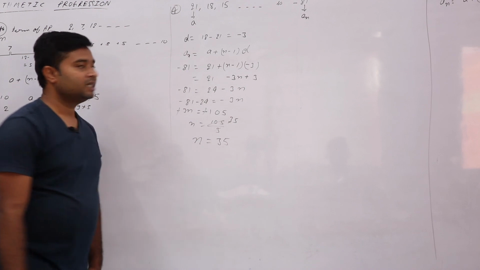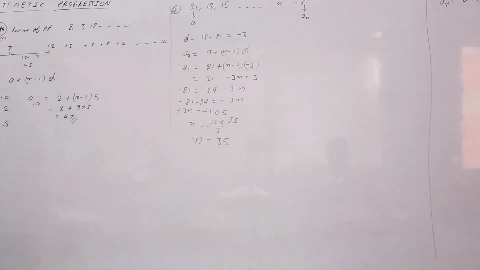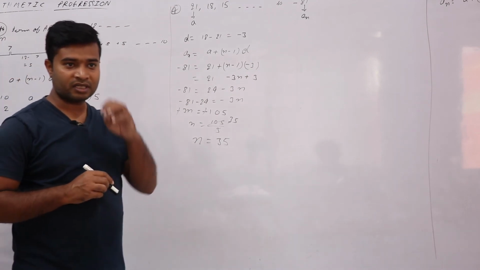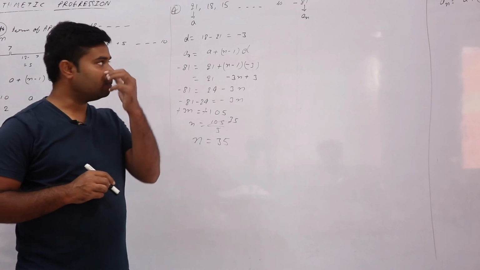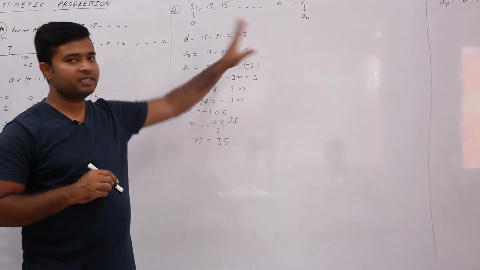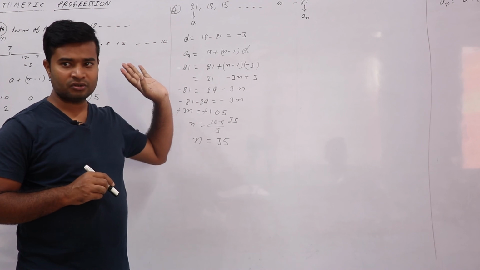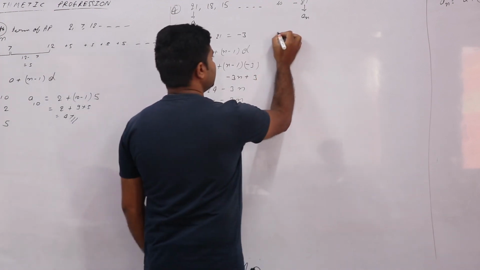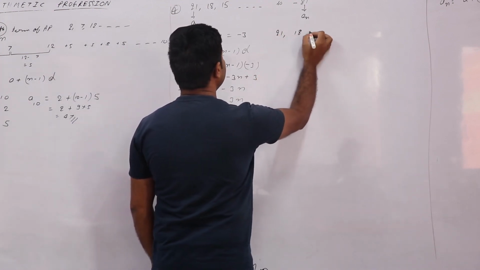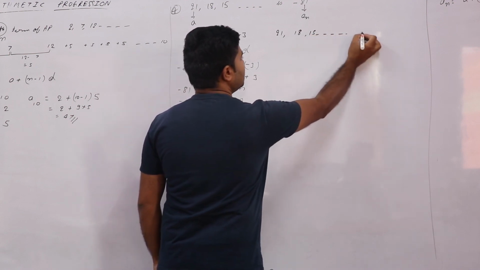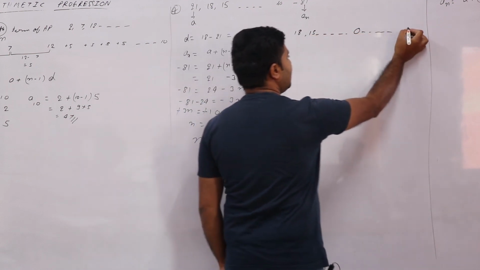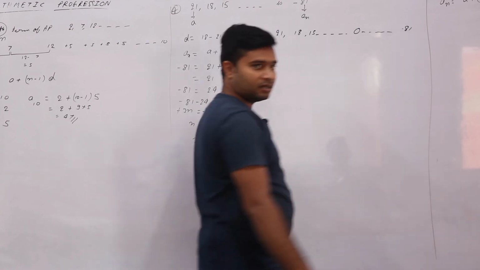35. Correct. Means the 35th term will be minus 81. Now the question is asking which term will be 0. Which term will be 0 means an is given 0. The question is saying 21, 18, 15, and so on. Somewhere you will get 0 and then after that you will get minus 81. Yes or no? Yes, sir.